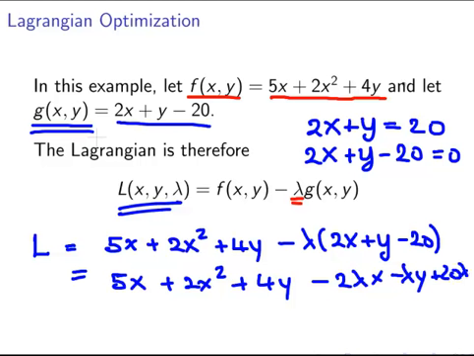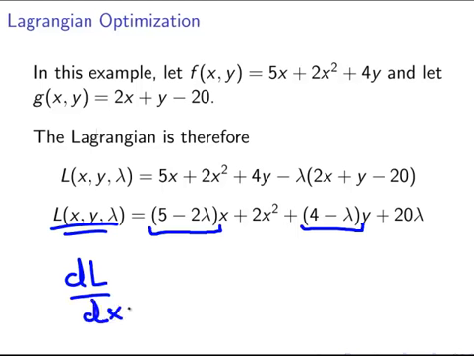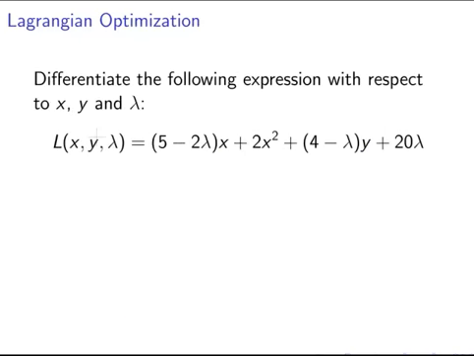minus lambda y plus 20 lambda. I've just put everything together, with the x terms together and the y terms together, but it's the same as what I just did in the last slide. What we're going to do is differentiate this expression with respect to x, with respect to y, and with respect to lambda. So we have three differentiations to carry out.